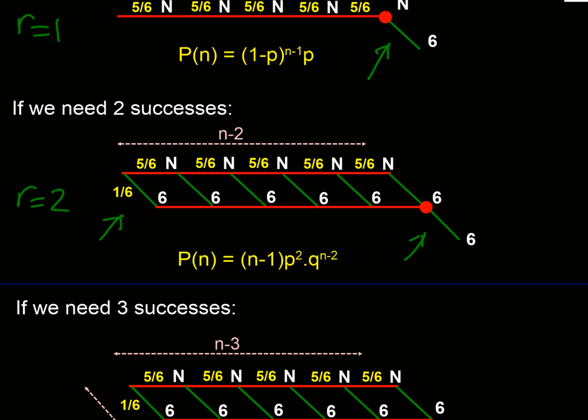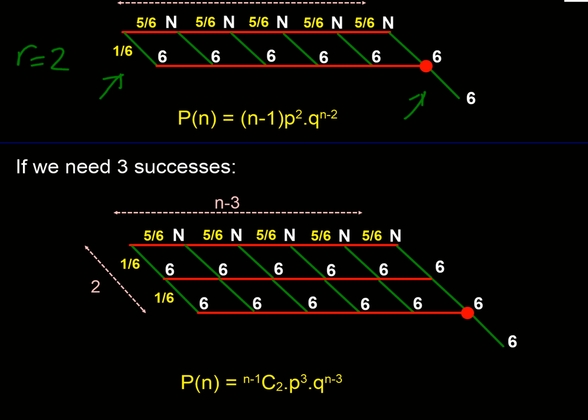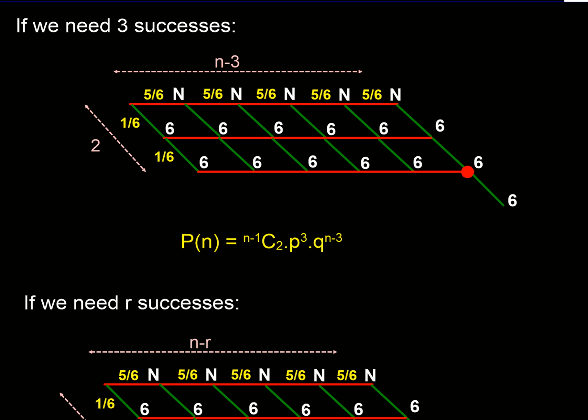So let's reproduce that. What if we needed 3 successes? Let's have a look at this diagram then. There's the 3 successes. So what's going on here? Well, I've got a final success over here, and I need 2 other successes along the way. I'm still going from this point to that point here. So how many combinations have I got there?